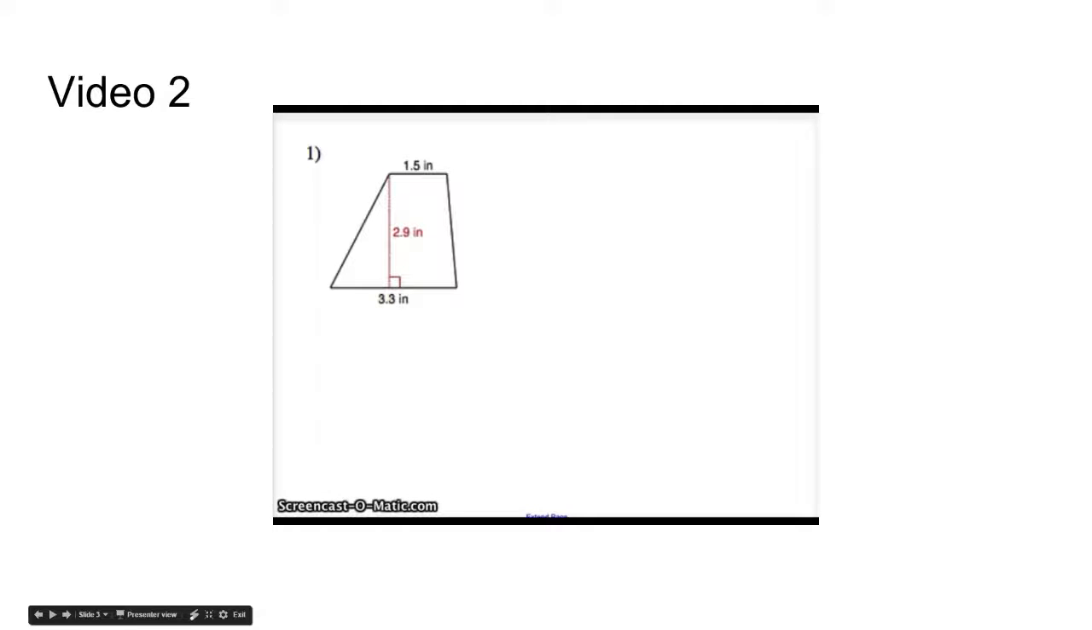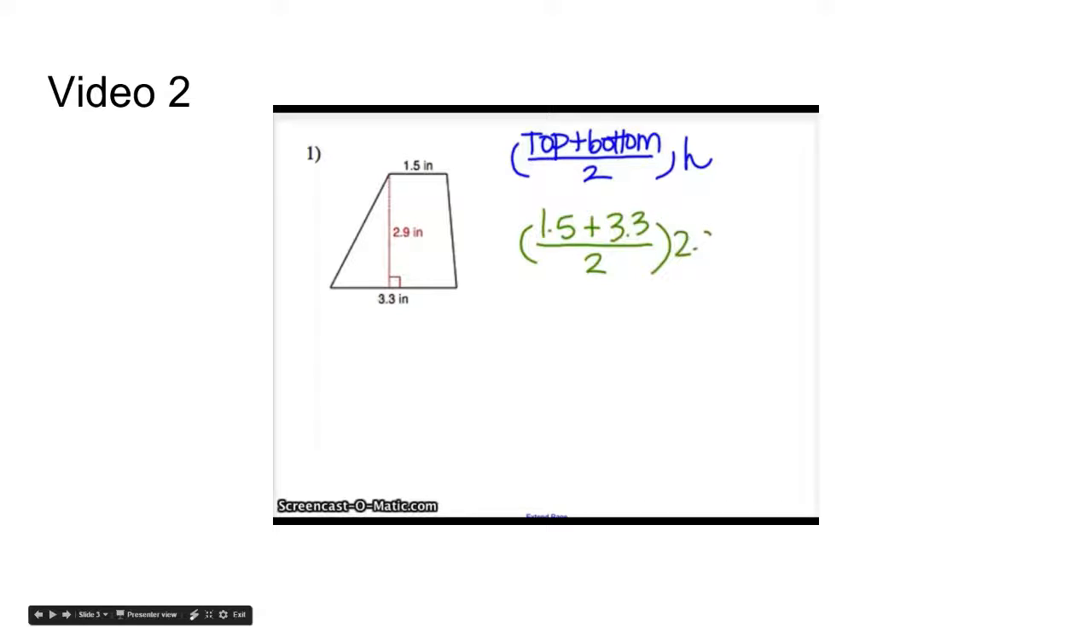So the first example, I'm going to write top plus bottom divided by 2 and then times the height. So the top is 1.5 inches plus the bottom, which is 3.3 inches. I'm going to divide that by 2, and the height is 2.9. So I substituted everything in.